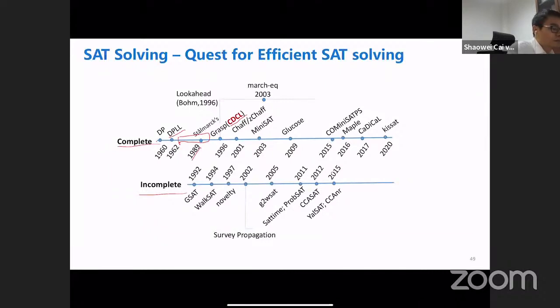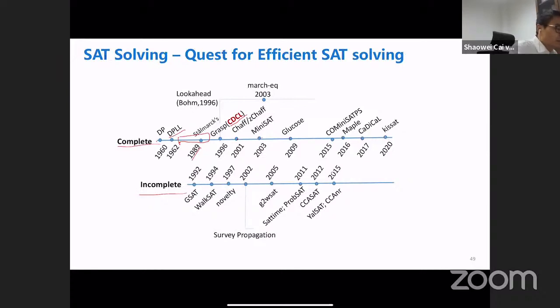After that, many improvements have been made to CDCL, including Chaff on the data structure, and various ideas on branching, and MiniSat, then Glucose on clause management, and then recently Co-MiniSat PS, Maple, CaDiCaL, and KeySAT.